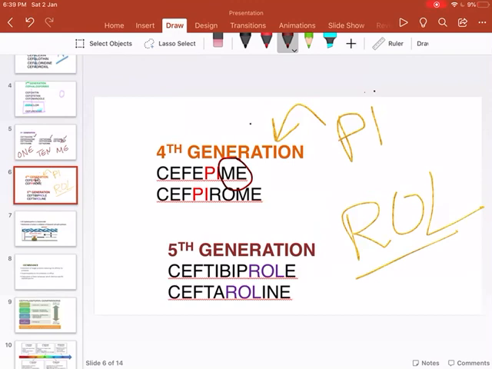also have ME at the end. So how are we supposed to remember? For this you have to go by step-by-step process. So whenever they ask you which generation does this drug belong to, first 2 things you have to notice is whether it contains ROL or PI. If it contains ROL, it is definitely 5th. PI, it is definitely 4th.